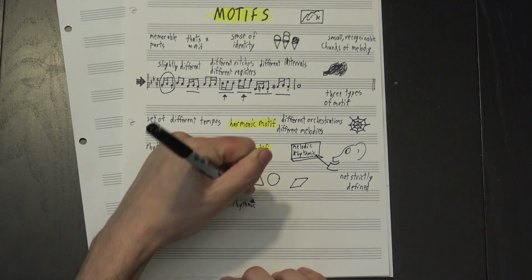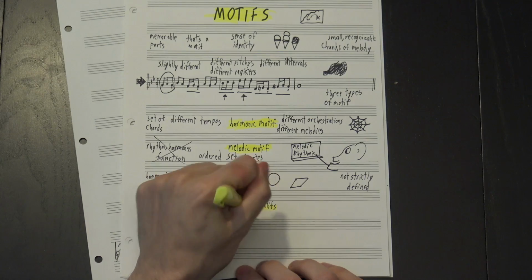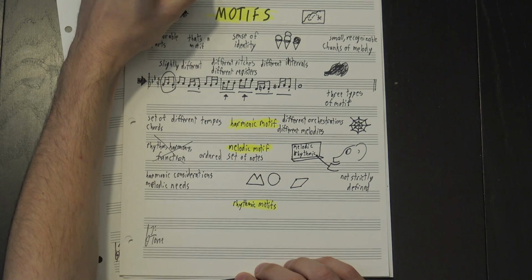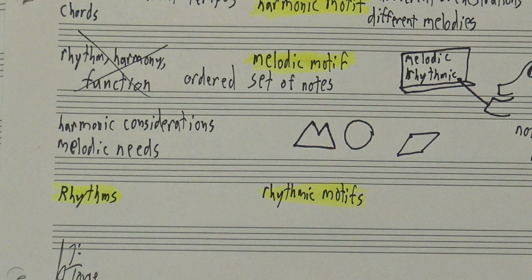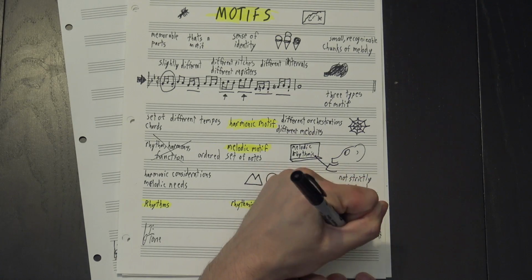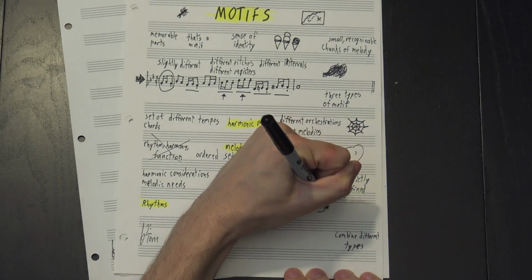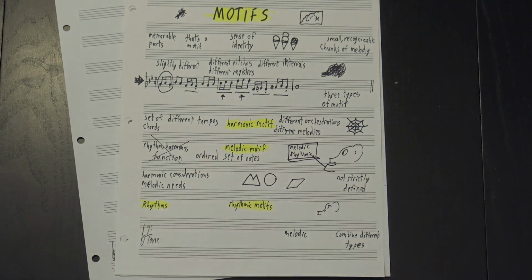Finally, rhythmic motifs are a specific recognizable rhythmic pattern. These can be played with any set of notes over any set of chords. They can utilize any of the rhythmic tricks we've covered, they just need to stand out. And of course, you can also combine these types of motifs. In general, the most recognizable motifs are both melodic and rhythmic.